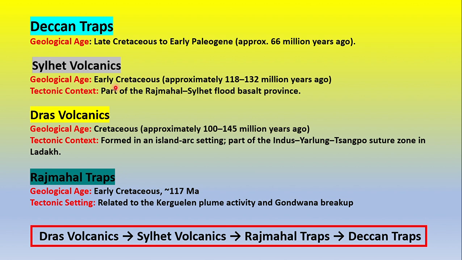Sylhet Trap, early Cretaceous. The Sylhet Trap is part of the Rajmahal Sylhet Flood Basalt Province, and the Dras volcanic is located in the Jammu Kashmir region. The age of the Dras is approximately Cretaceous. Dras formed in an island arc setting, part of the Indus Yarlung Tsangpo suture zone, in the Ladakh area. This is located in the Ladakh area.